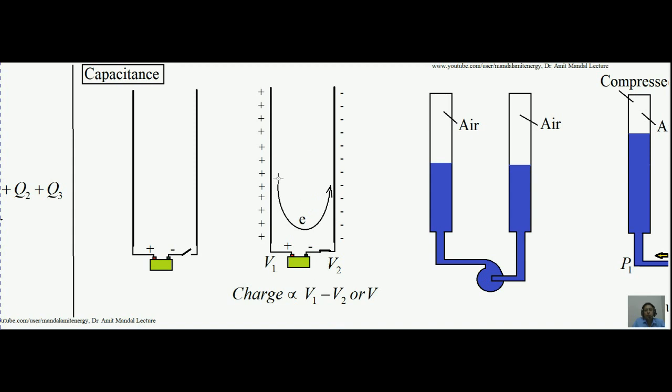Ultimately, if the plates are saturated with charge, this plate positive and this plate negative, no more charge transfer will take place and no more current flow will take place. So for a short while, the current flow will be there, but after the plates are saturated with the charge, no more current transfer will take place.